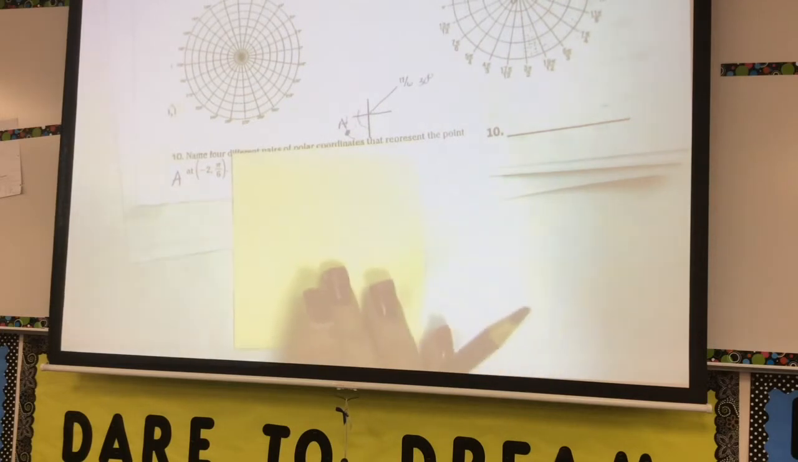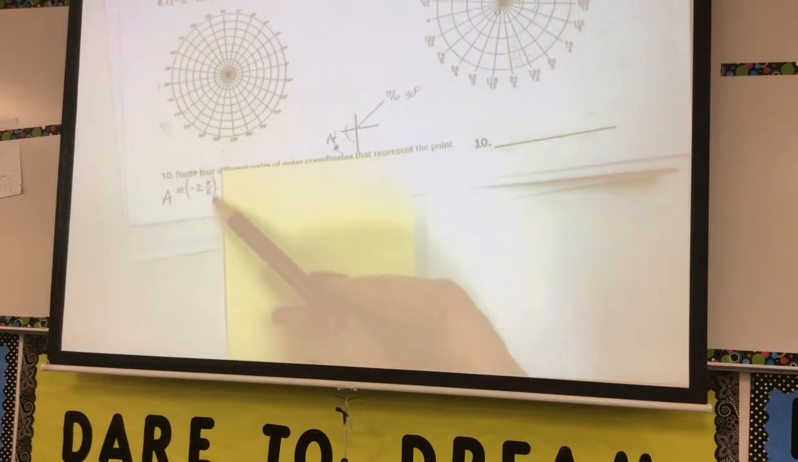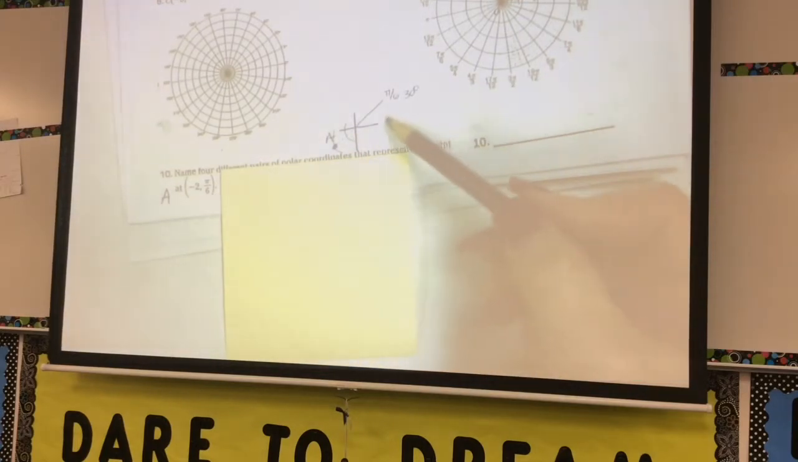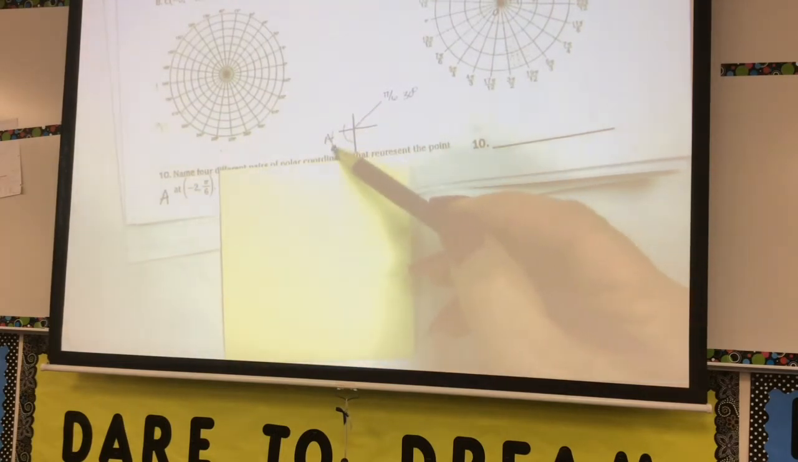Jared, did that work out for you? Yeah. All right, we're going to come down to number 10. And I just went ahead and did a quick little picture of it. Pi sixes is 30 degrees, so I'm swinging up to 30. But since my radius is -2, I'm going to back away from that. I'll end up in quadrant 3.